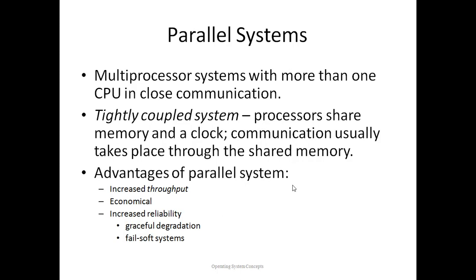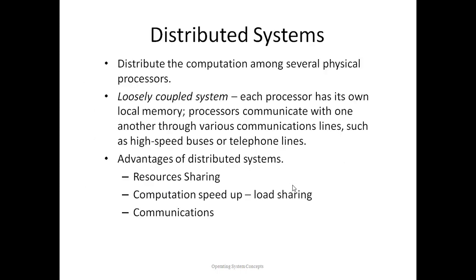We'll go to parallel systems. Here, a multiprocessor system with more than one CPU is in close communication with each other. In a tightly coupled system, processors share memory and a clock. Their communication usually takes place through the shared memory. The advantages of parallel systems: increased throughput, they are economical, and also increased reliability, that is, graceful degradation and fail-soft subsystems.